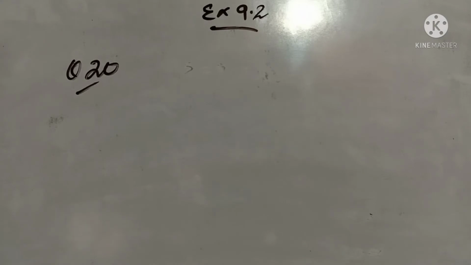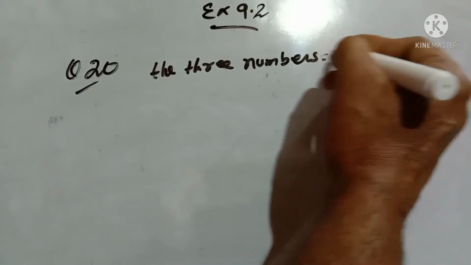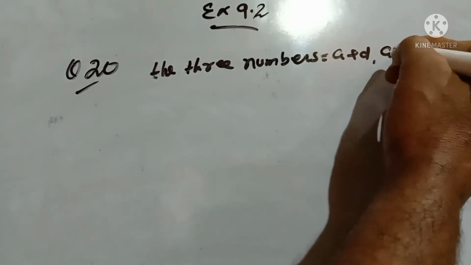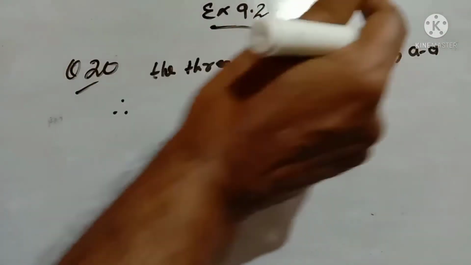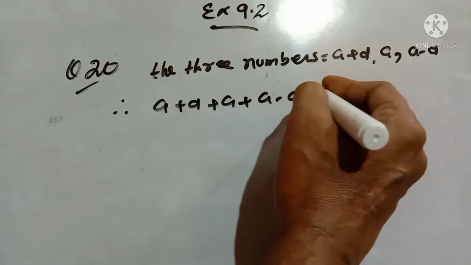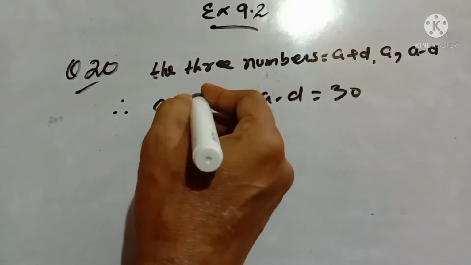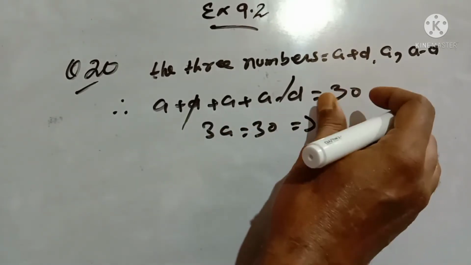Question number 20. The sum of three terms in AP is 30 and the ratio of the first number to the third number is 3:7. Find the numbers. Three numbers are a plus d, a, a minus d. It is given that the sum a plus d plus a minus d equal to 30. D cancels, so 3a is equal to 30.